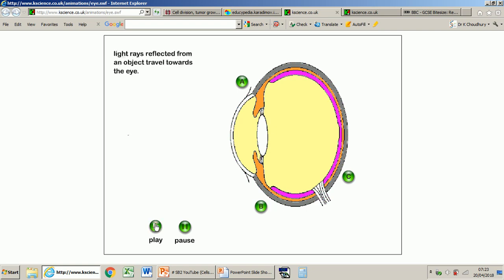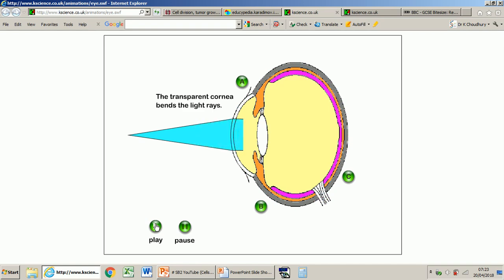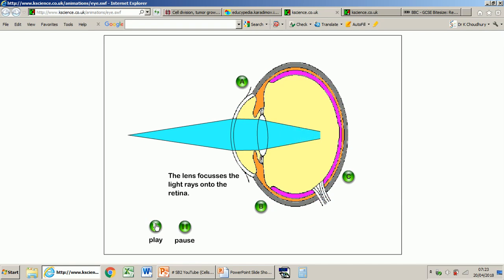So here's an example. We got light rays that are entering the eye. And when they get into the eye, they enter through the cornea, which is transparent. And then that cornea changes the direction of the light rays. So it's causing the light rays to bend, which is known as refraction. And then there's further refraction by the lens, which focuses the light rays onto the retina. And because the light rays focus on the retina, we can see an image clearly. If the light rays don't focus on the retina, the image cannot be seen clearly.